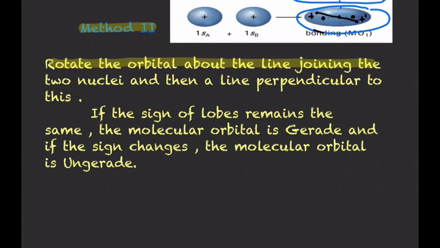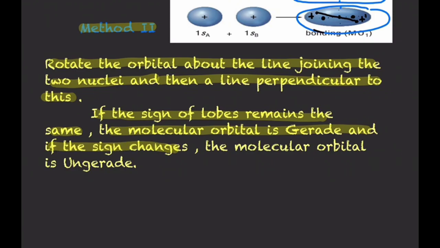Rotate the orbital about the line joining the 2 nuclei. So we have to rotate this molecular orbital along the line joining the nuclei, and then along the line perpendicular to this. So we have to do 2 rotations. If the sign of the lobe remains the same, the molecular orbital is gerade. If the sign of the lobe changes, the molecular orbital is ungerade.